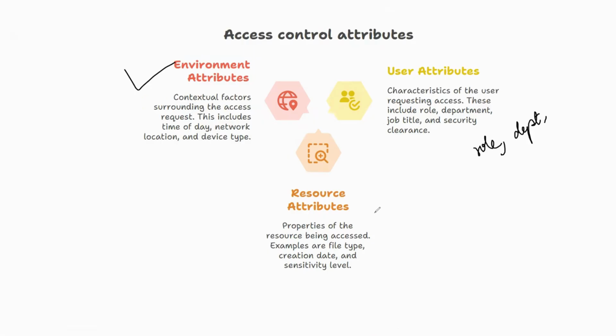And for the resource, what is the type? Is it a file, database, directory, SaaS app? And what sensitivity level does it have? Is it confidential, public? So these are the types of attributes you will have.